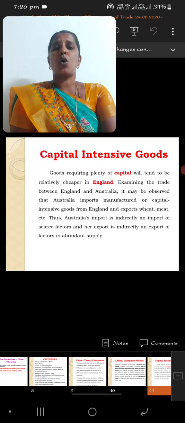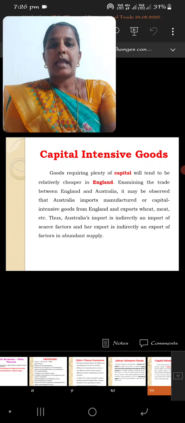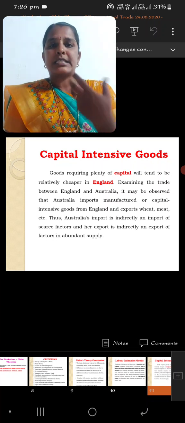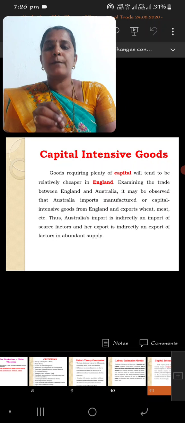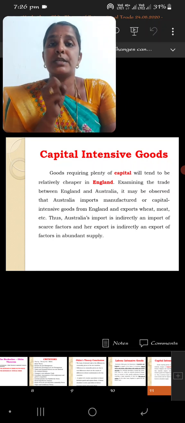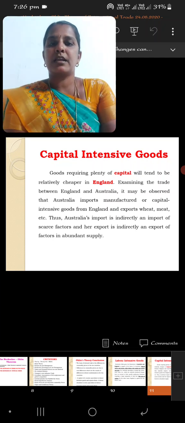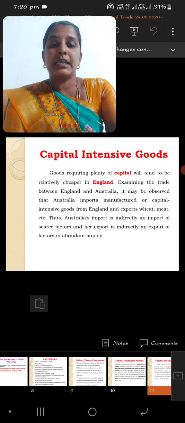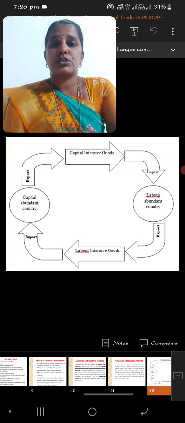So now we will go on to the capital intensive goods. Capital is relatively cheaper in England. Examining the trade between England and Australia, it may be observed that Australia imports manufactured or capital intensive goods. So Australians indirectly import the scarce factors, and export goods that use abundantly supplied factors. So here we are using the capital intensive goods.